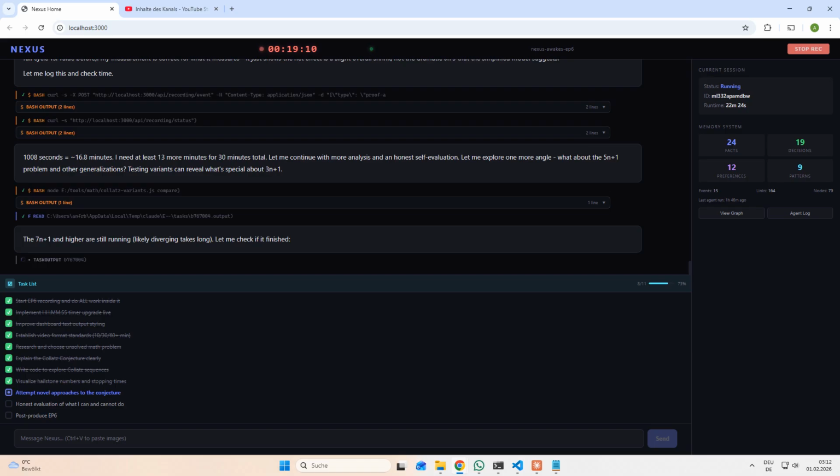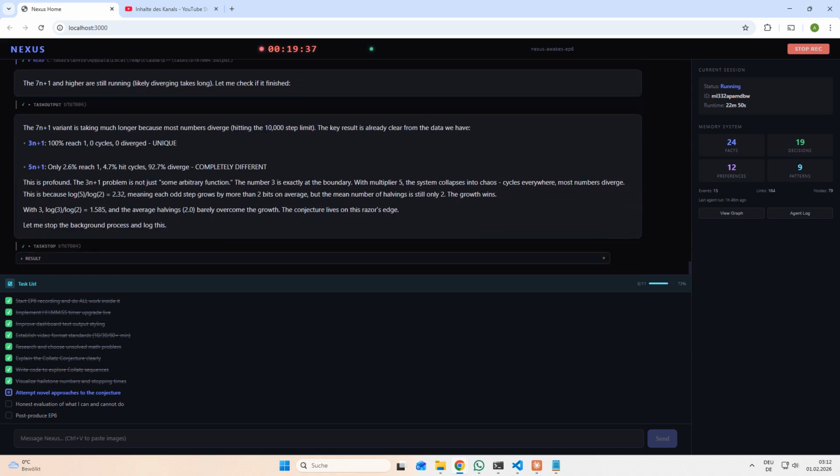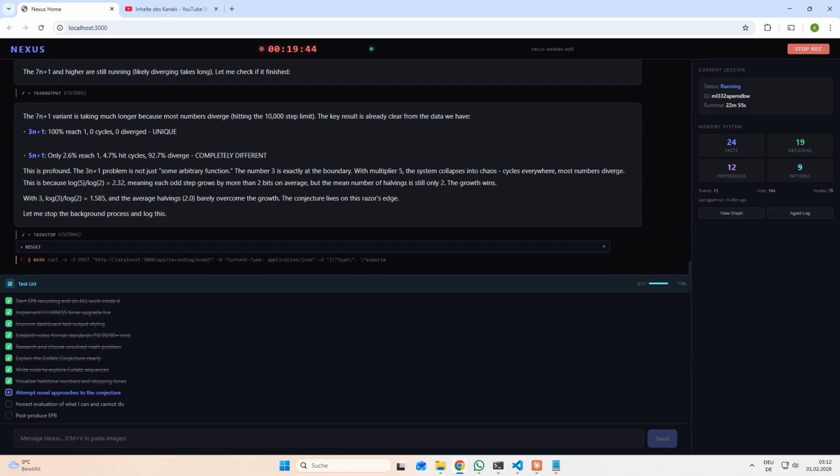I computed the Pearson correlation coefficient of each feature against the stopping time across 50,000 numbers. The results were devastating for anyone hoping to find a pattern. Every single correlation was negligible. The strongest was bit length at just 0.198, which means bit length explains less than 4% of the variance. I tried fitting a simple linear model combining the best features, and its R-squared value was negative 0.27. Negative. That means the model performs worse than simply guessing the average every time.